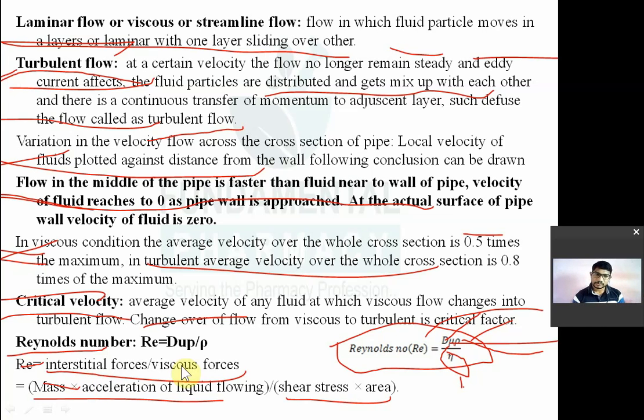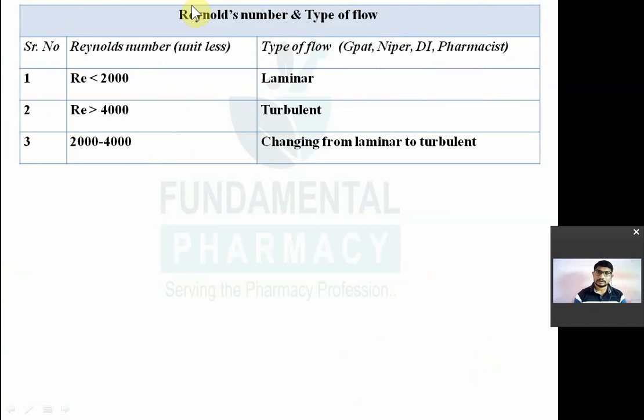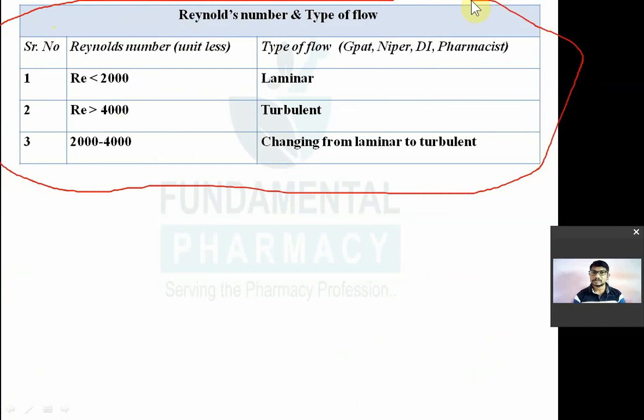Okay, so just remember this Reynolds equation. Using Reynolds number you can say what kind of flow is there. So this chart is again very important. इसके ऊपर already question आ चुका है. Reynolds number is in a particular range, what will be the type of flow? And Reynolds number is in this range, what will be the type of flow?